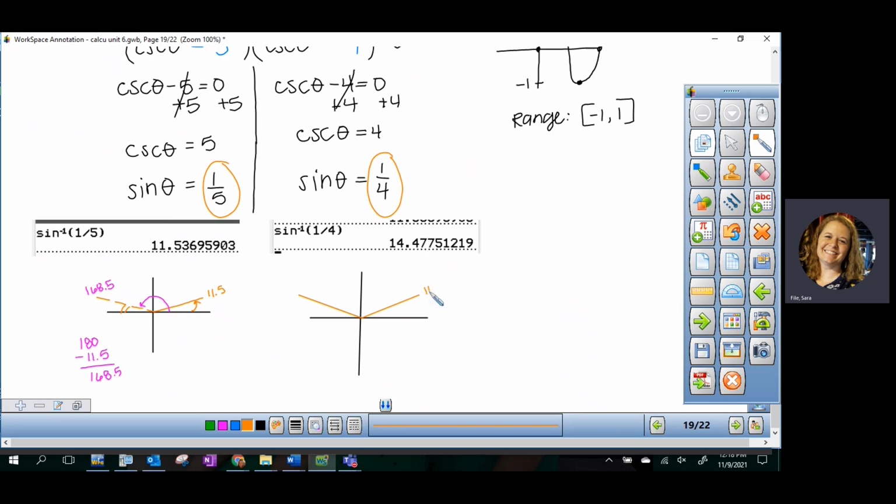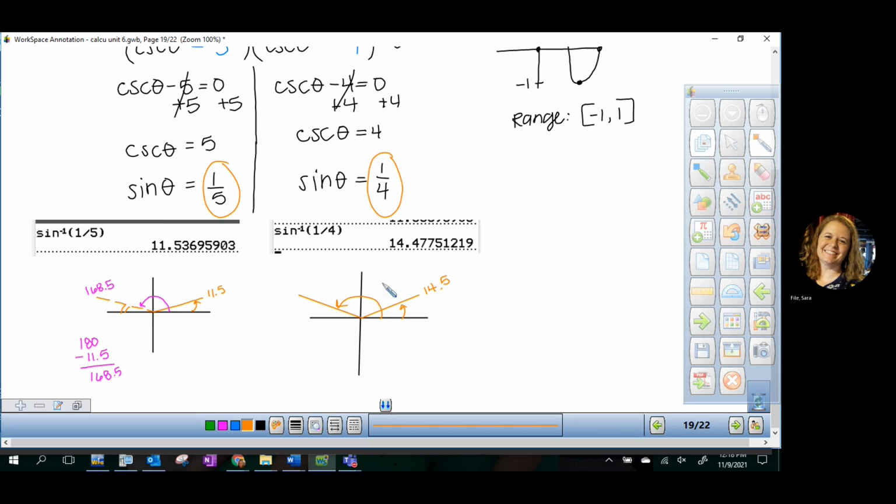So if this is 14.5, then this one would be 180 minus 14.5, right? Does that make sense? So 165.5. So those are the 4 solutions that you would type in on Delta Math. I'm going to bring that up.